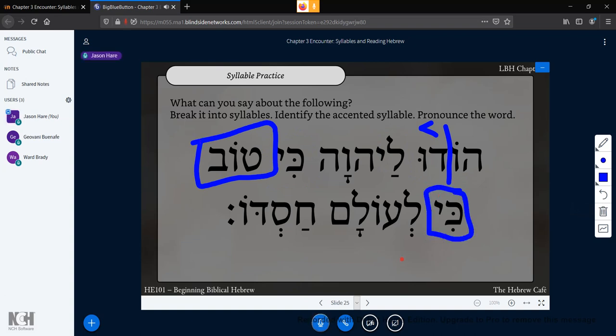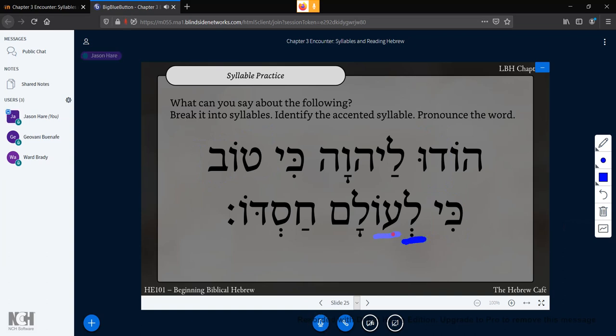Ki, because. Le olam. Le olam means forever. Okay, le olam. And then a word that we saw before, chasdo. Le olam chasdo. His love is forever. So give thanks to the Lord, for he is good, for forever is his love. Hodu ladonai kitov ki le olam chasdo. Le olam, eternal, forever. Olam means age, like an age in the universe, an age, time. And le olam is for the age or forever.